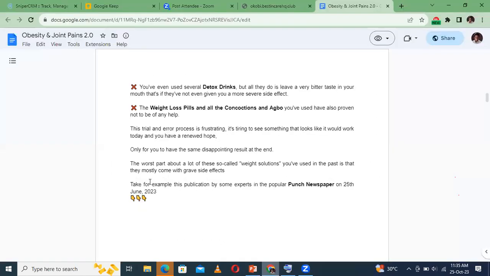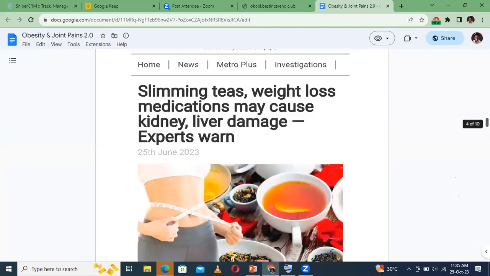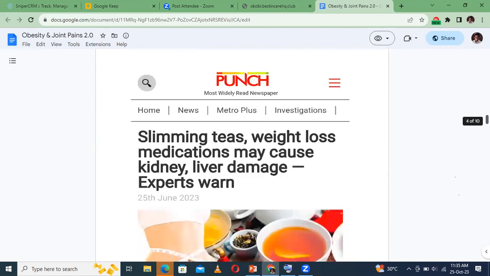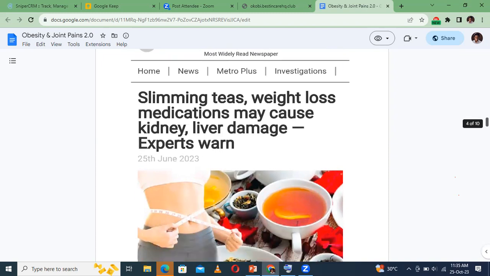Okay, so take for example this publication by some experts in the popular Punch newspaper on 25th June 2023. Let's continue. So this publication says, I went to look for this online. If you are not writing on a testimonial basis, it's good to look for facts, because you are the one selling to the market, so you have to prove that what you are saying is true. But if it's testimonial, it's just a customer that has used it and gotten results, so that one is always more believable. So I went to look for this.